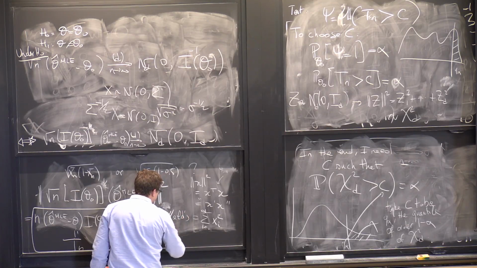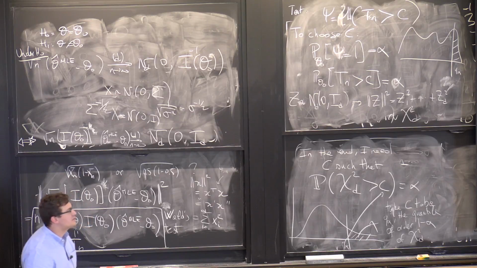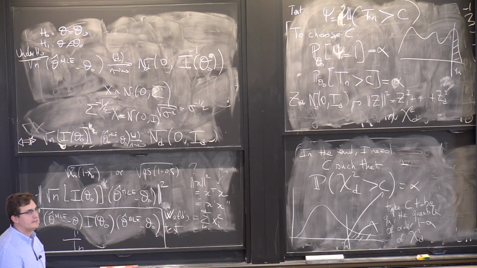So this is Wald's test. Abraham Wald was a famous statistician in the early 20th century, who actually was at Columbia for quite some time. That was at the time when statistics were getting very popular in India.